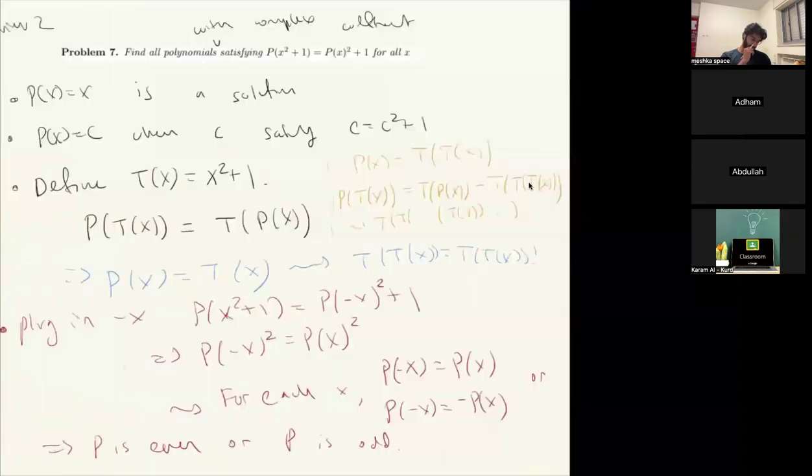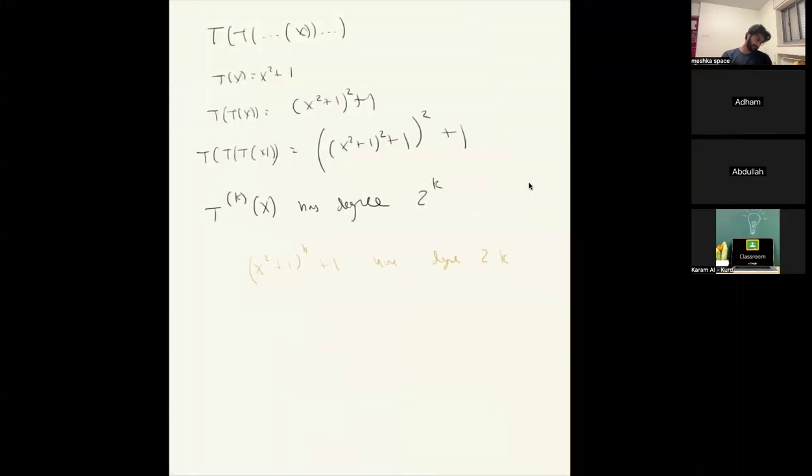But okay, we can say this, right? So we're trying to understand the case where P is even. So suppose P is even. Let's recall the functional equation. I forgot already. P of X squared plus 1 equals P of X squared plus 1. And let's assume P is even. So in particular it means P of X equals P of negative X.